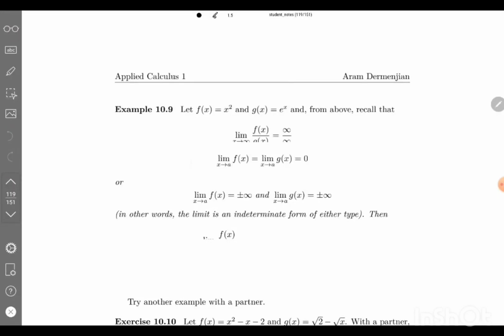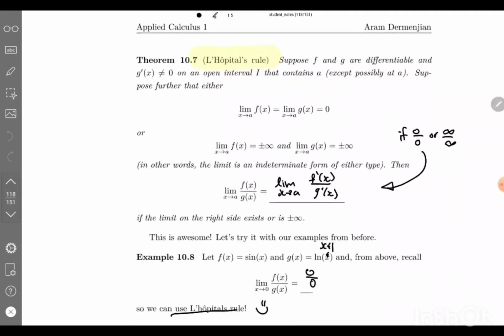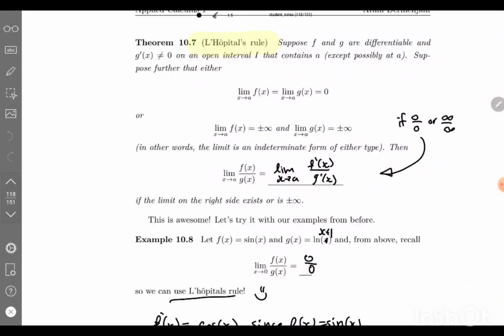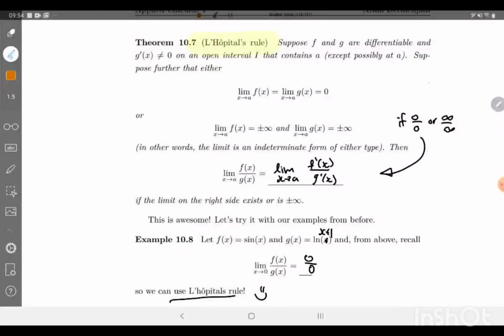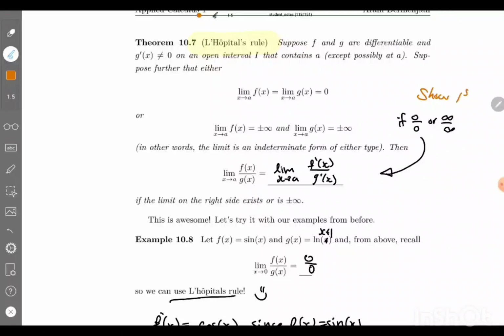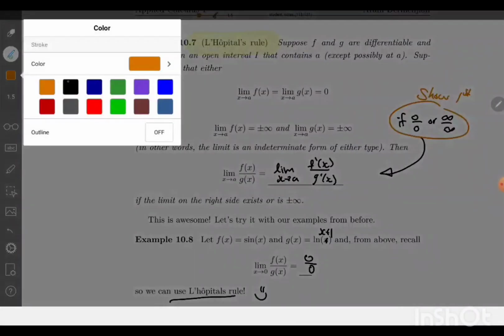It does not work if it's 0 over infinity. So like I said, there's only two types that this works with. It has to be either 0 over 0 or infinity over infinity. In every other case, this does not work. These are the only times we can use this rule. So generally, you want to show this first, and then you can use L'Hopital's rule. If you don't show this, you will lose points. Any other questions?